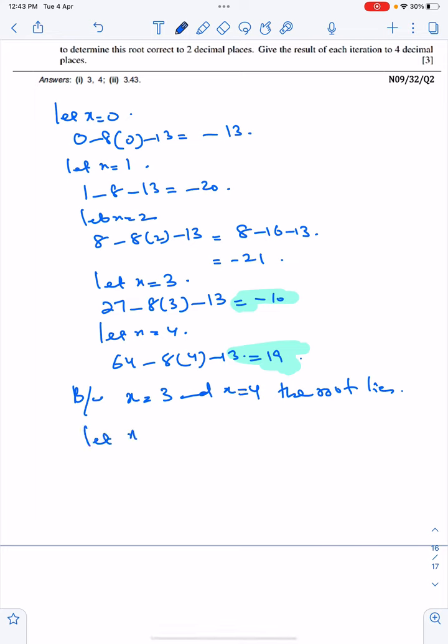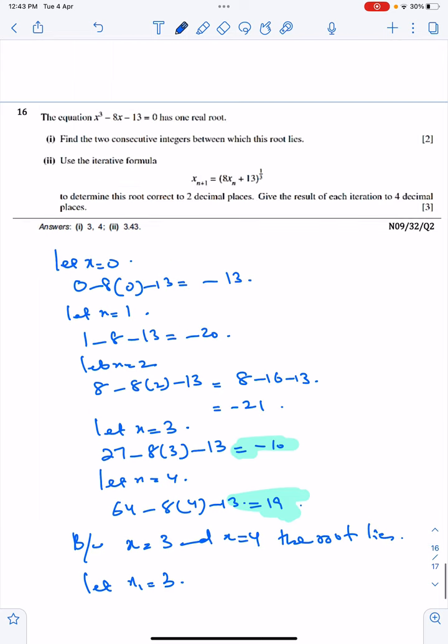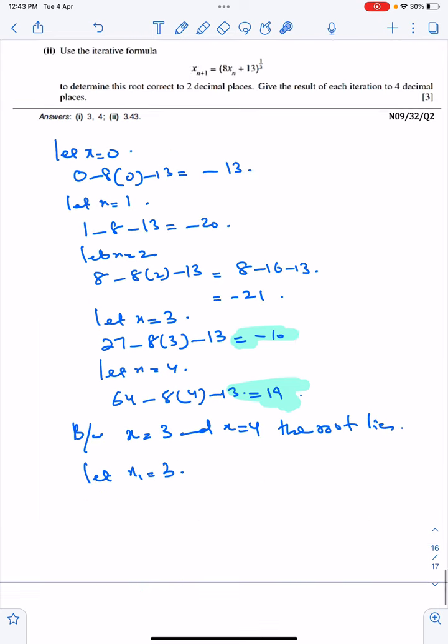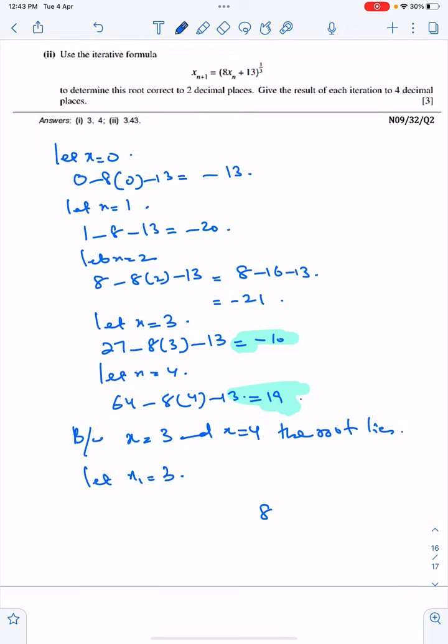So if I take x1 as 3, I'm writing 3 and pressing the equals to sign, and I'm writing down the iterative formula. What will I write in the iterative formula? In the calculator, I'm going to write, in a bracket, 8 times answer plus 13, bracket close, to the power of 1 upon 3.